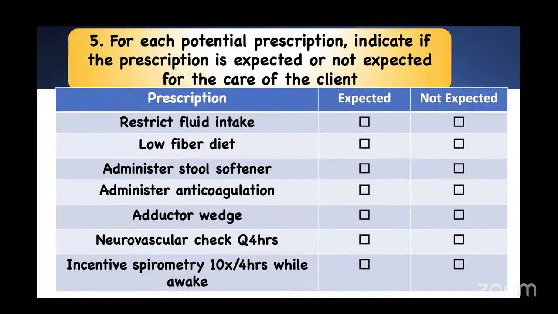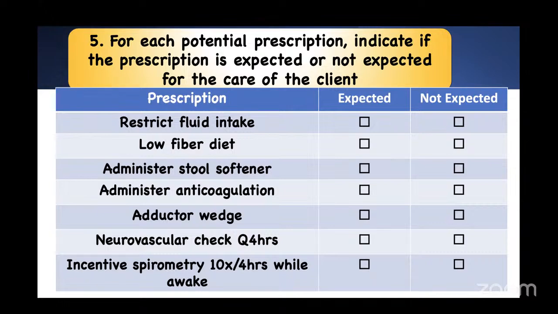Restrict patient fluid, give them low fiber diet, give them stool softener, anticoagulation, apply adductor wedge, check their neurovascular check every 4 hours, and then incentive spirometer 10 times every 4 hours or a week. Haven't you seen these questions multiple times? Now it's in the form of a case study about post-op patient. They can give you any post-op patient. These are little things they will put there because this is what we do in nursing care.